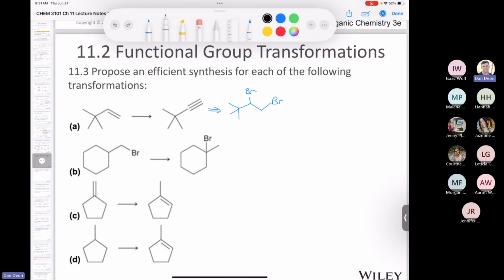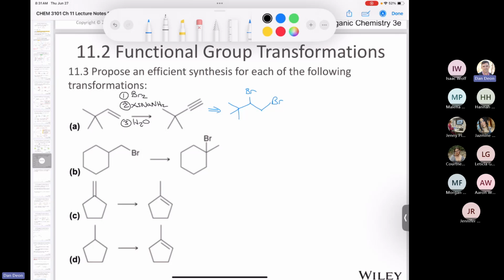So how do I go from here to here? Well, the answer is step 1 is going to be just some bromine to make the dibromide. Then step 2 is going to be excess sodium amide. You end up with an alkynide after that step. And so step 3 is just to put water on it. And there you go. You're done. Okay, so it's a 3-step process.